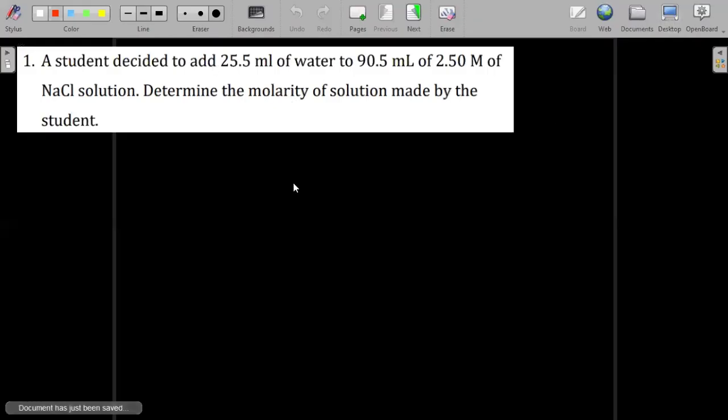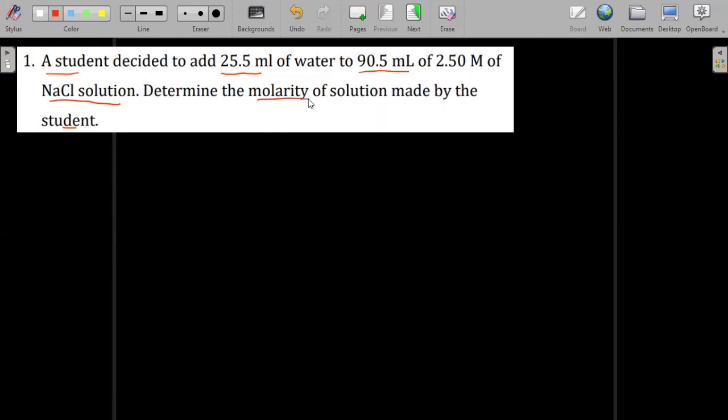So we start from question 1. They're saying a student decided to add 25.5 milliliters of water to 90.5 milliliters of 2.5 molar sodium chloride solution. And then the question is, determine the molarity of the solution made by the student.